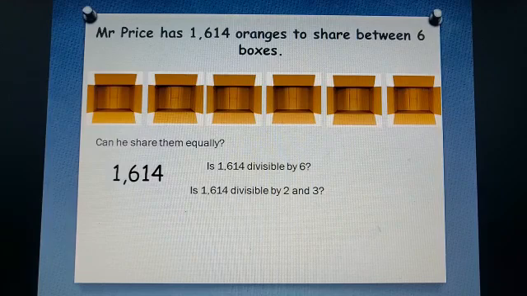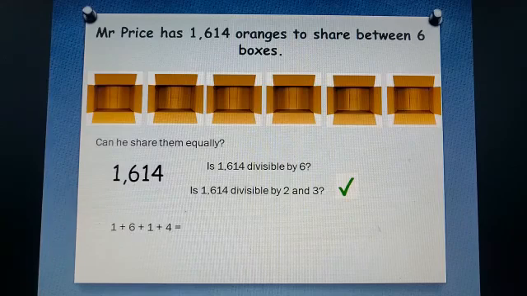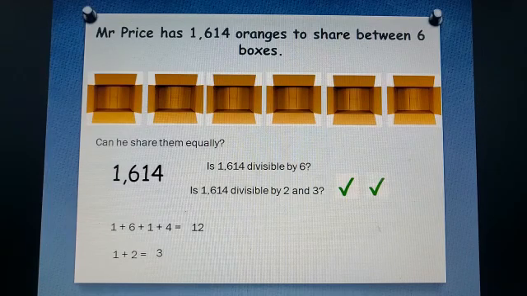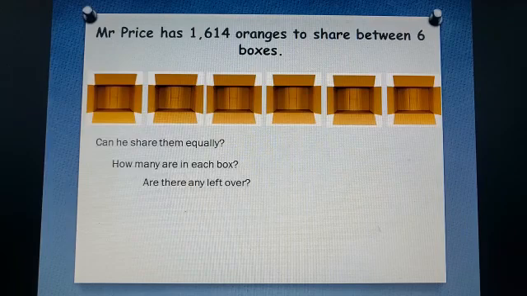1,614. Is the last digit an even number? It's a 4, so yes it is, so it can be shared by 2. Let's have a look if we can divide it by 3. So if I add my digits together, 1 add 6 is 7, add 1 is 8, add 4 is 12. Now we know 12 is in our 3 times table, but if you wanted to then add the 1 and 2, you find that it is a 3. So yes, it's also divisible by 3. So if the number is divisible by 2 and 3, it's divisible by 6. So yes, they can be shared equally with no remainder.